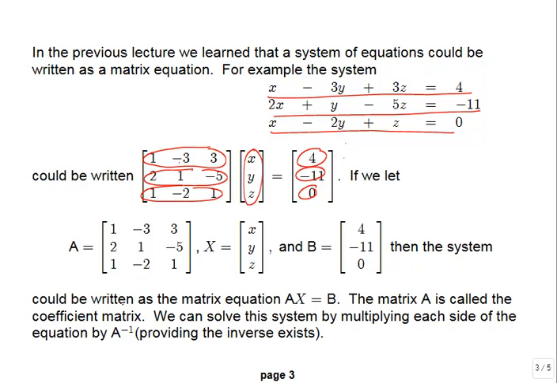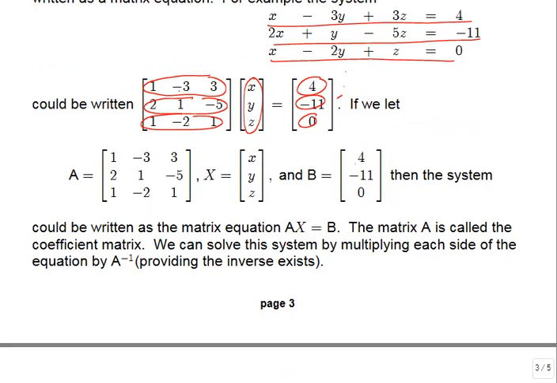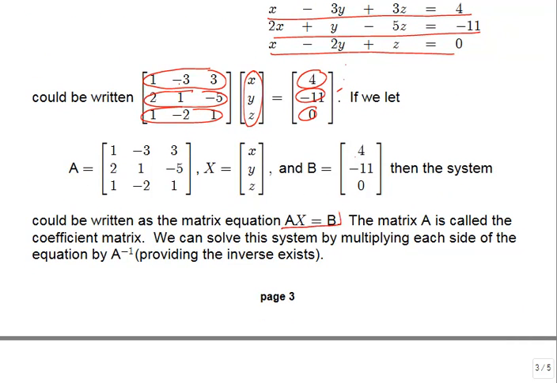So matrix A was called the coefficient matrix, X was our variable matrix, and B were those constants. If we think about this as a matrix equation, like AX equals B, what would we want to do to both sides here to solve for X? Well, normally we would want to divide by A, but that's the same as doing the inverse of A when we talk about matrices. So we're going to solve this equation by multiplying each side by the inverse of A, assuming that it exists.